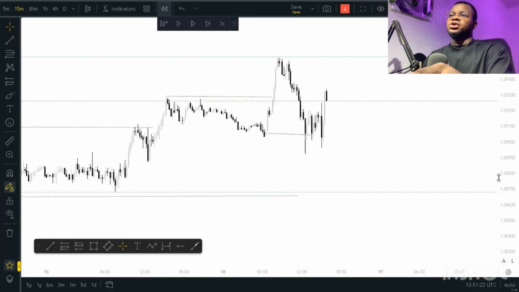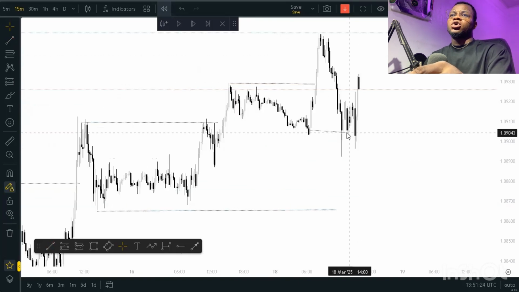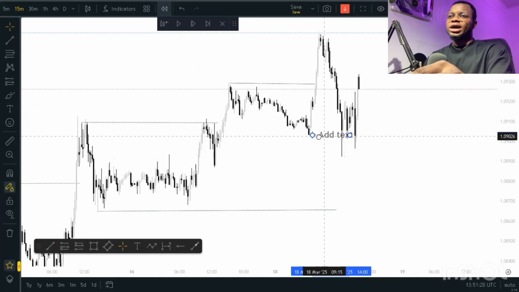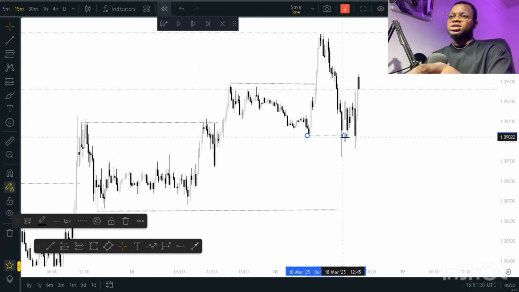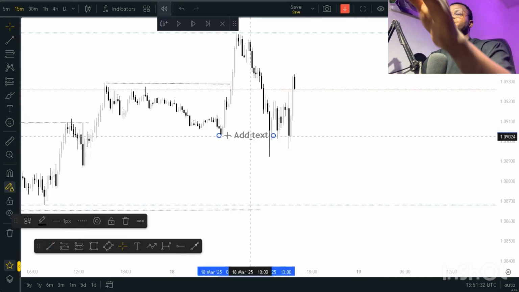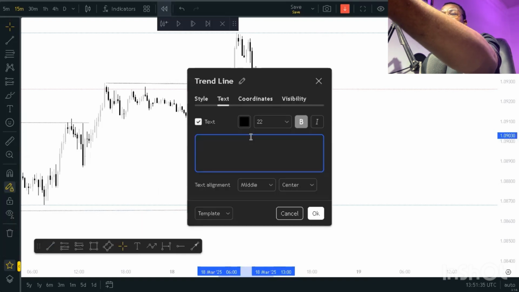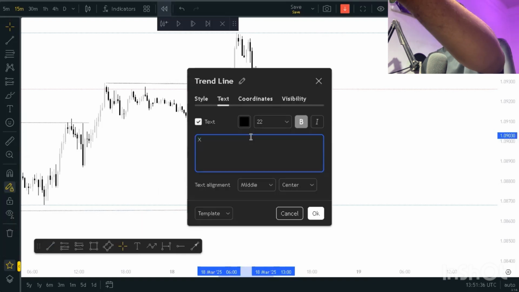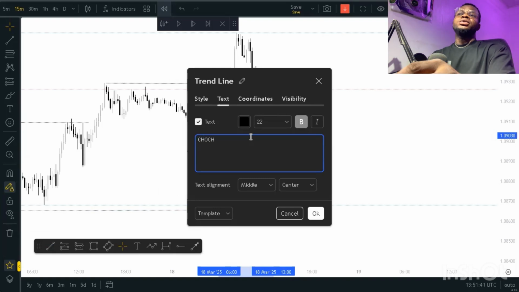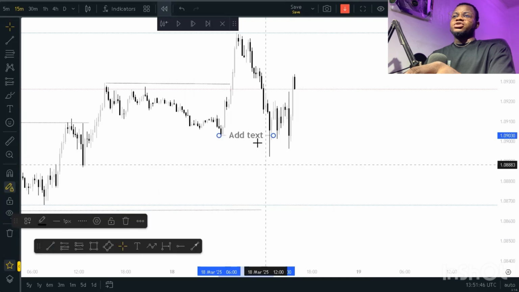So please pay attention. We're in an uptrend structure. Price created a higher low here, and just now price broke below the higher low. So with the example I've given before, once price breaks below your higher low, automatically that is a change of character. So these are change of character here.